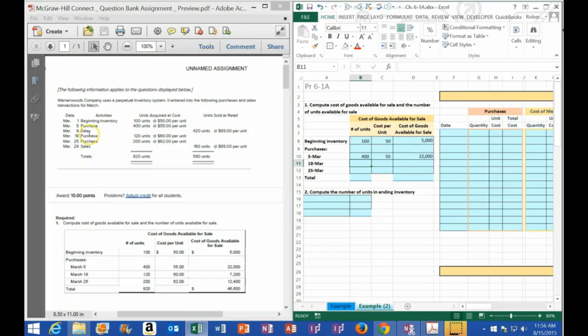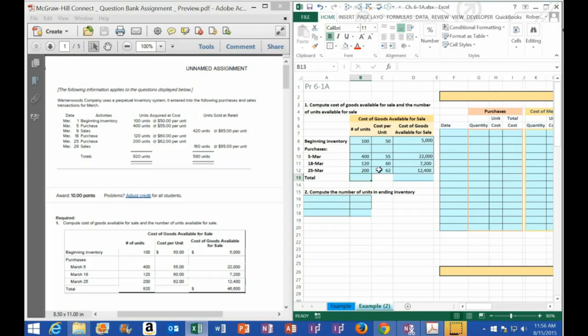So then on March 18th, we have another 120 at $60. Then we're going to multiply that out, equals number of units, 120 times the $60. And then we have the last purchase happening on March 25th. Notice we're skipping the sales. We're not talking about the sales right now. We're just looking at the purchases. We got 200 units at $62. That equals, I'm going to point to the 200 times the 62 and enter.